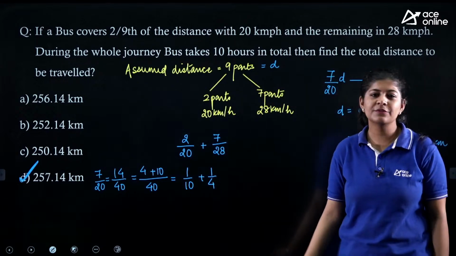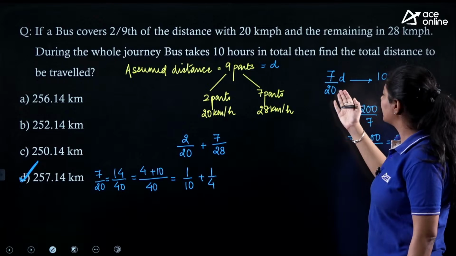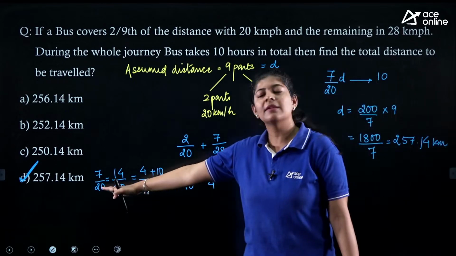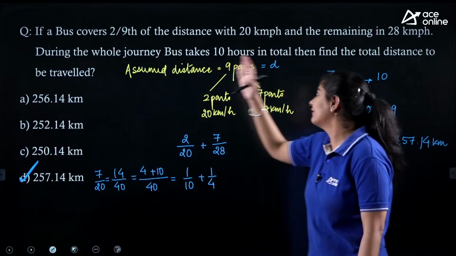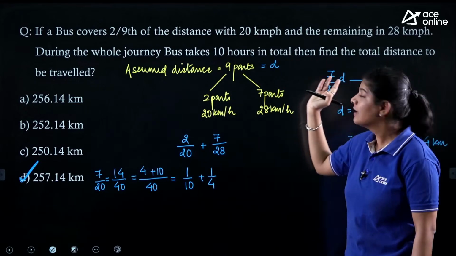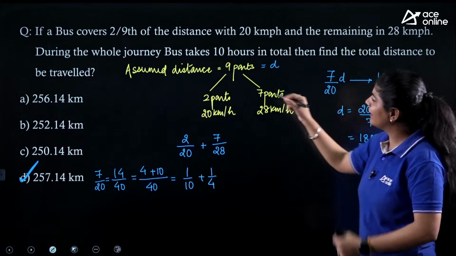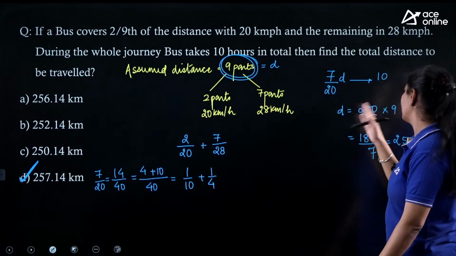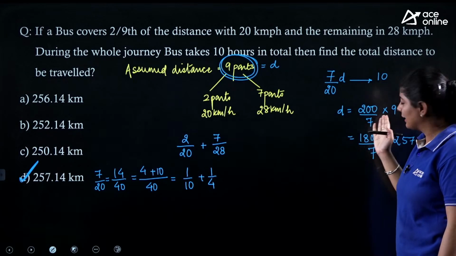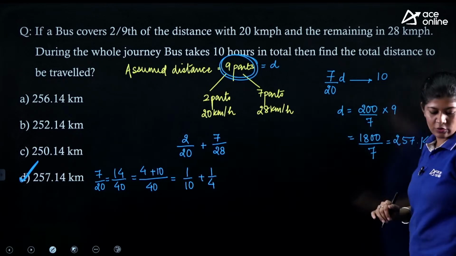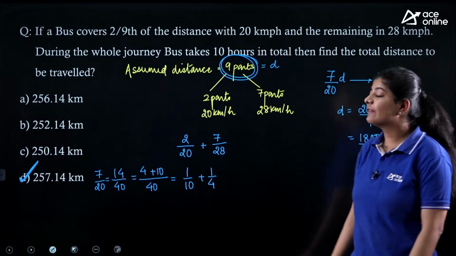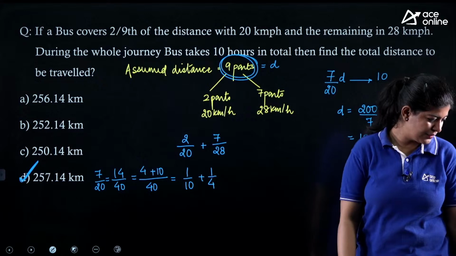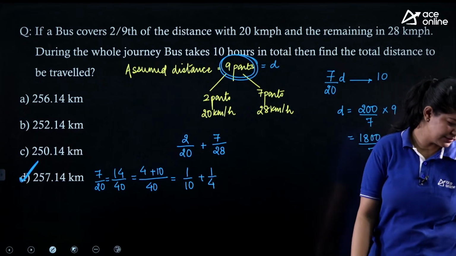All you need to do is simply solve this particular thing. Here we know that the fraction part we got is covered in a time period of 10 hours. You will get a value of D, and here we just assume that we covered 9 parts. So that's why we need to multiply it by 9 before getting the answer, and once we solve it, we got our answer as 257.14 kilometers, right.